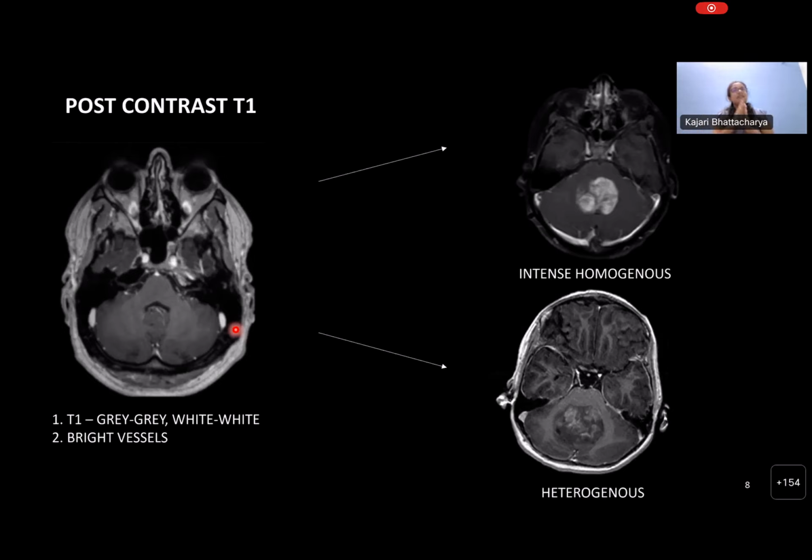So apart from this, there are also other advanced sequences like SWI, perfusion and spectroscopy, which I'm not going into details of because it doesn't make sense in this particular class, but that also helps us to narrow down our differentials. But these basic sequences, if you remember them, will help you, first of all, in locating the tumor and getting a basic idea of what kind of tumor you are looking at.